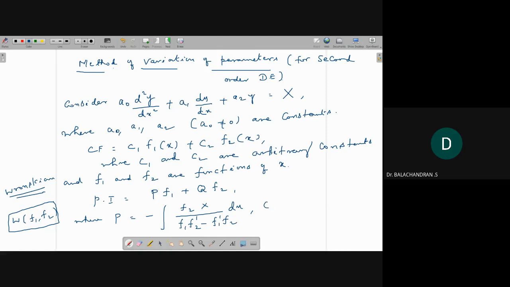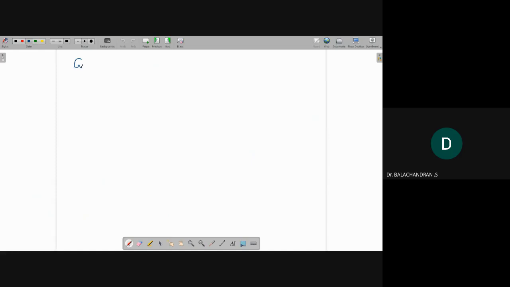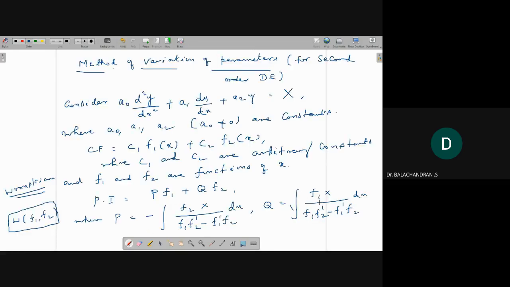And the Q is integral F1 into capital X divided by F1 F2 dash minus F1 dash into F2, into dx. So after getting PI, now the general solution is, as usual, y is equal to CF plus PI. So the only thing here is that integration is involved. You know how to integrate this function. Once you get the P and Q, you can easily find the PI.